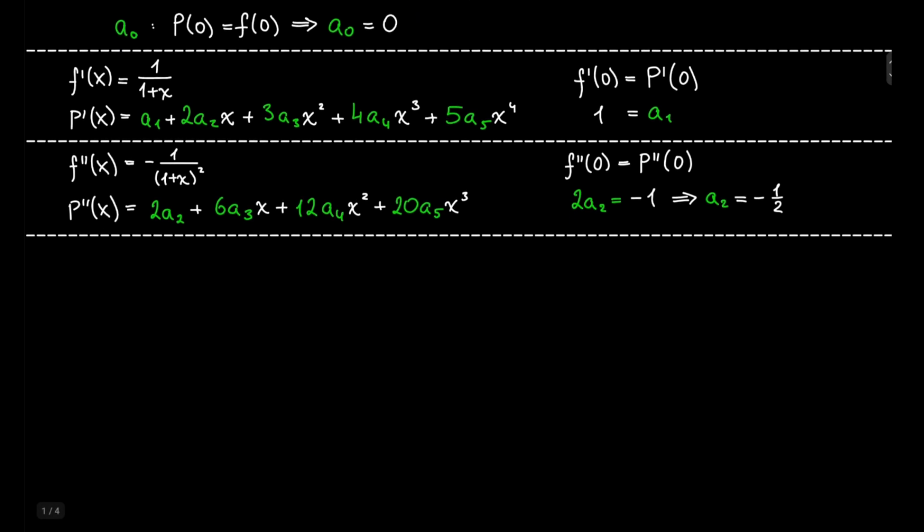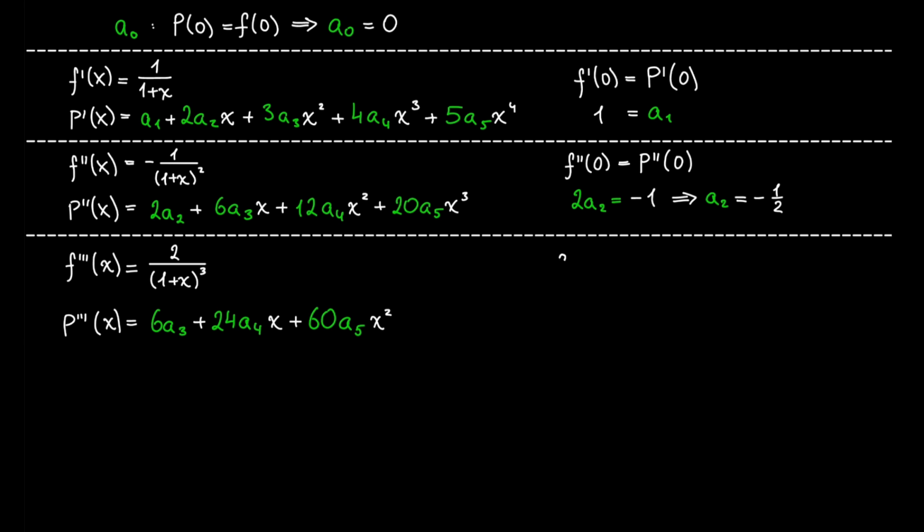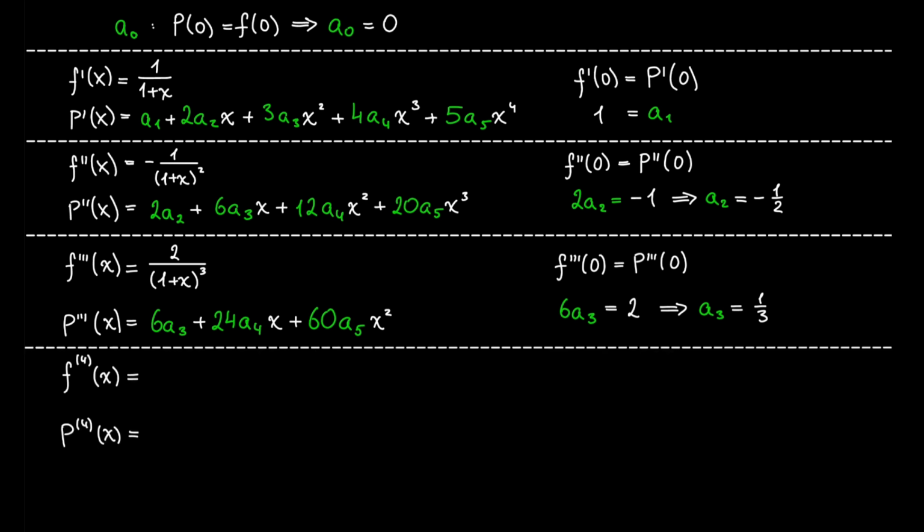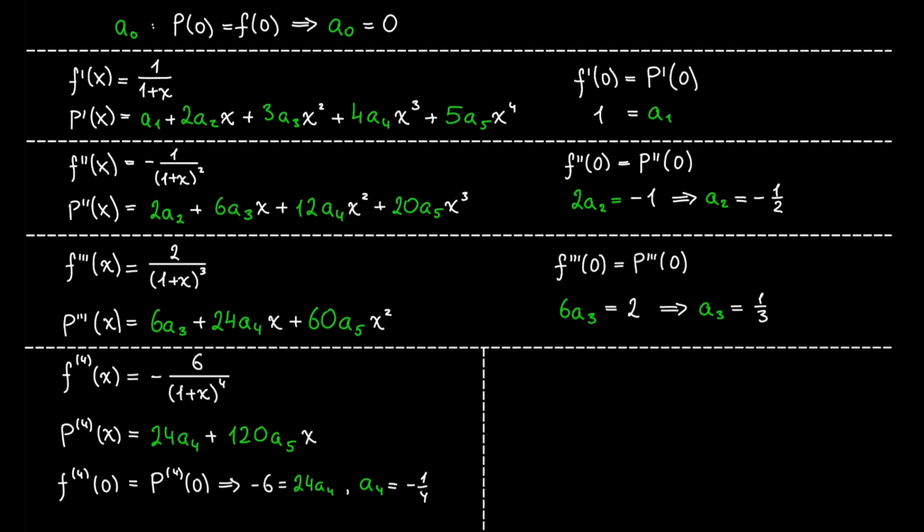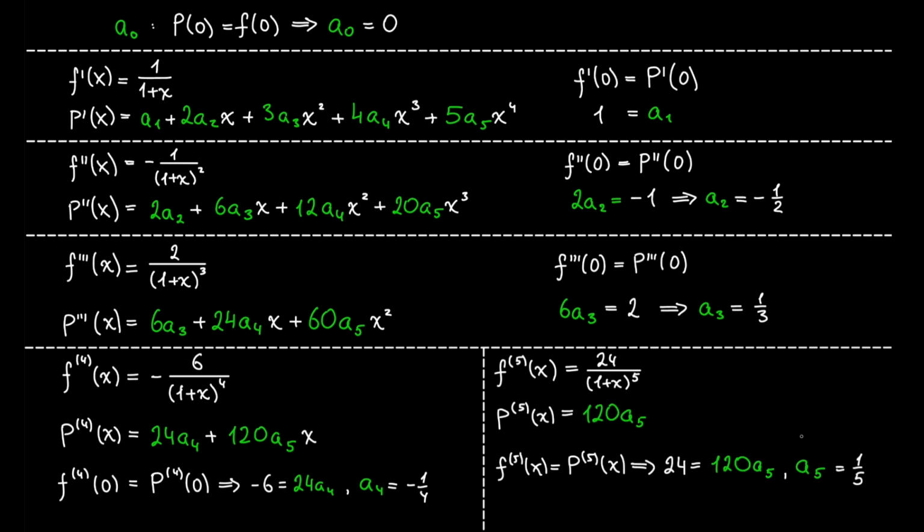And we can keep doing this until we find a5. Here I have found the third derivatives. Then I can just plug in 0 once again into them, equate them to each other to find a3. And a3 is 1/3. Please note that for the fourth derivative, we don't use 4 primes anymore. In the superscript, we simply write 4 in parentheses to denote the fourth derivative. For a4, I get negative 1/4. And finally, let's do the same thing for the fifth derivative. And finally, for a5, I get 1/5.